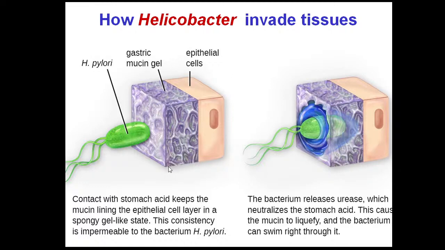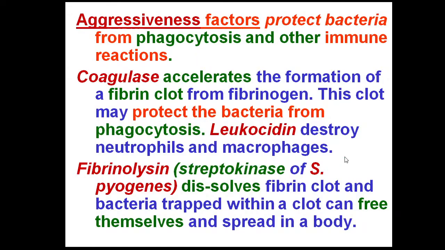Here we can see two factors of invasiveness. The ability to produce the enzyme urease that causes the alkalinization of the gastric mucin gel and liquefaction of it, and also motility caused by a bunch of flagella here that allow the microbe to reach the epithelial cells through the liquefied mucin. Okay? I think this is something new for you.